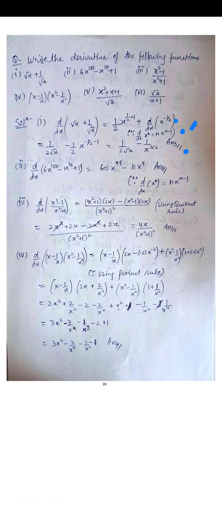Now second is find the derivative dy by dx for the function 6x raised to the power 100 minus x raised to the power 10 plus 1. Here we have n equals 100. So what is the formula of derivative? We have derivative of x raised to the power n is n x to the power n minus 1. So we get 6 into 100 x raised to the power 100 minus 1. That means 600 x raised to the power 99 minus, here x raised to the power 10.